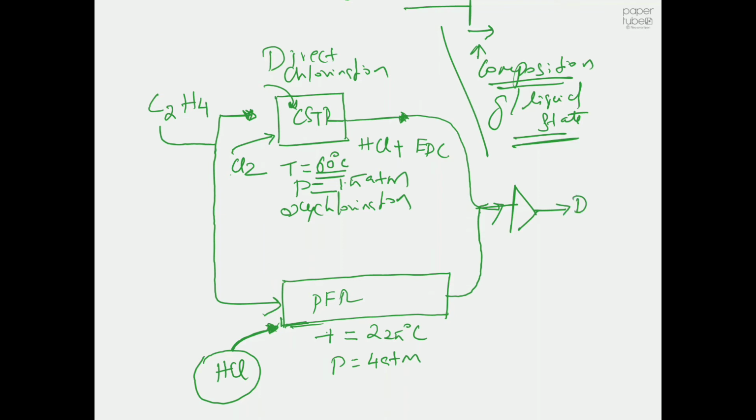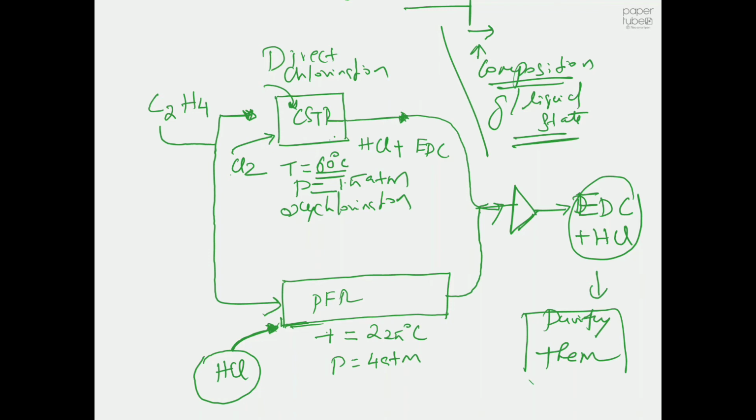So this will be your ethylene dichloride plus hydrochloric acid. Yeah? So it's hydrochloric acid that comes from the direct chlorination step. So obviously we can purify them. So why do we mix them? There is a good reason for that.